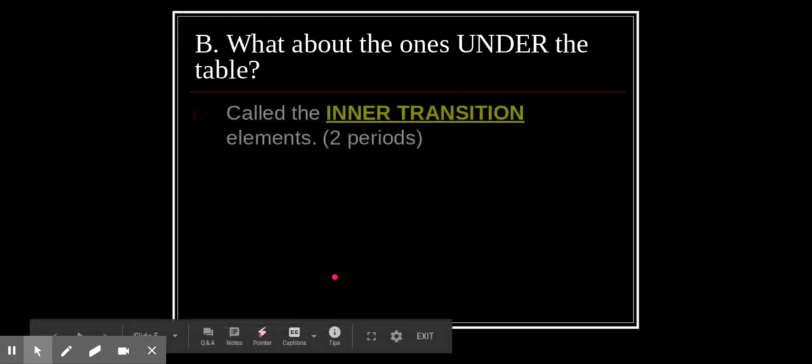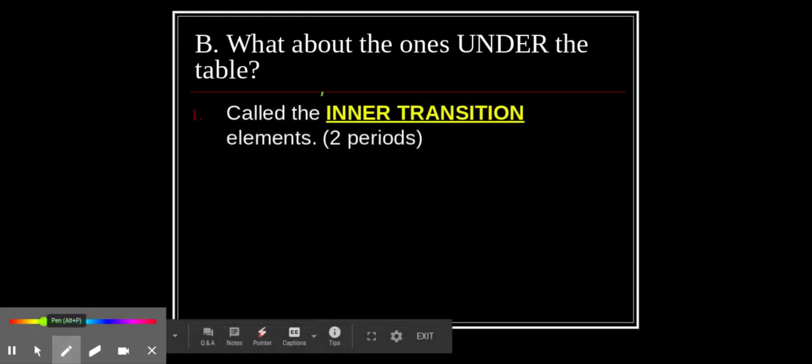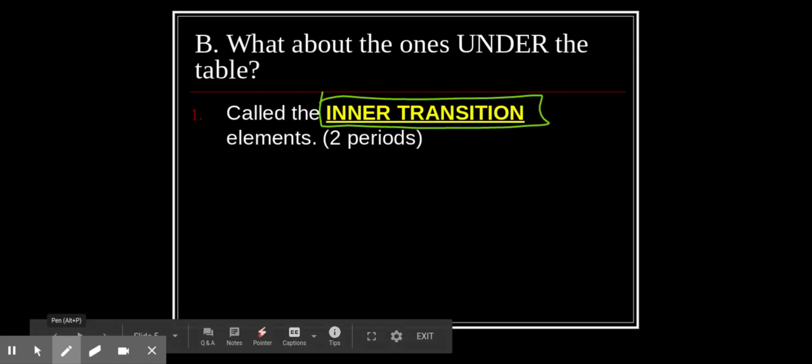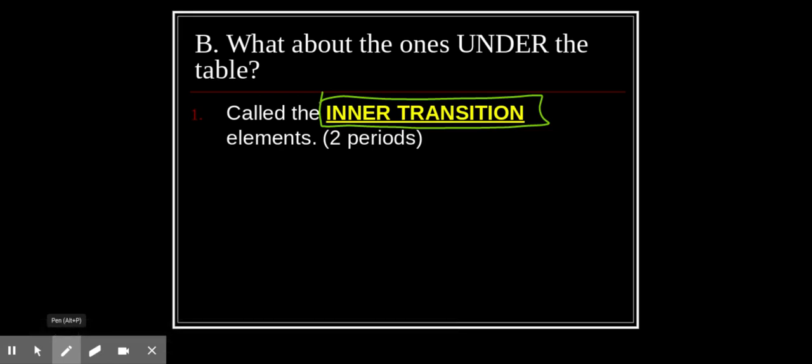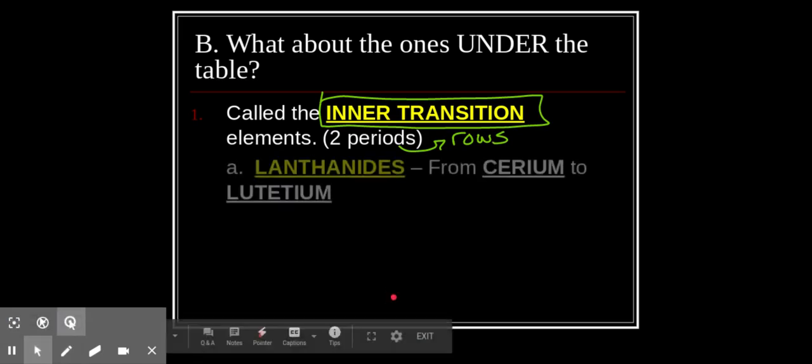Now, the simple answer to these is that they are called the inner transition elements. So that is another one of your keywords. Make sure that you highlight that. Inner transition elements. They are the two rows. Remember, the periods are called rows on the periodic table. They are the two rows or periods that are found underneath the periodic table.